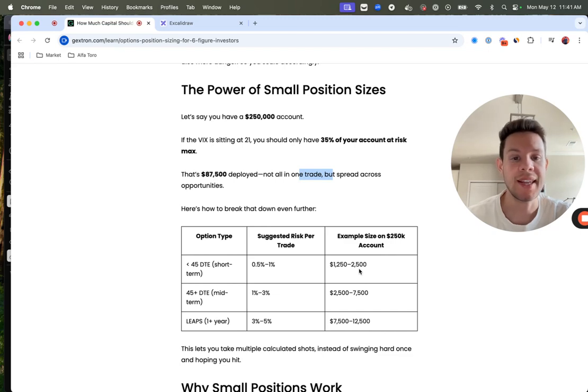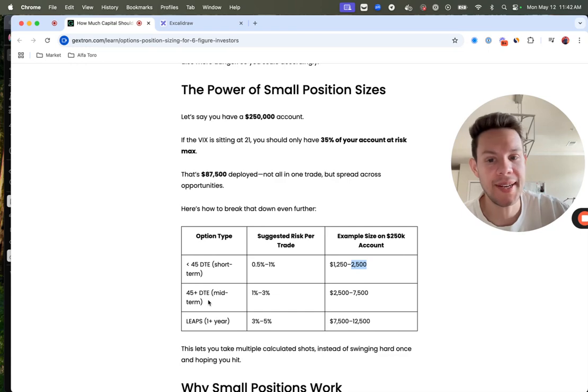Okay, so you see, if you have a 250K account and you lose 2,500 bucks, it could be a lot of money depending on the person, but overall, you're not blowing up your account. You can still take more trades. You have a lot of liquid in your account, a lot of capital.